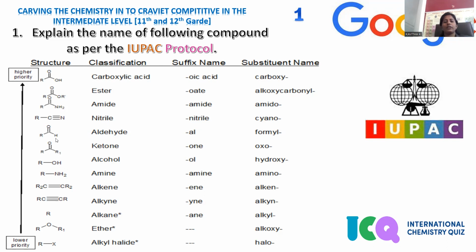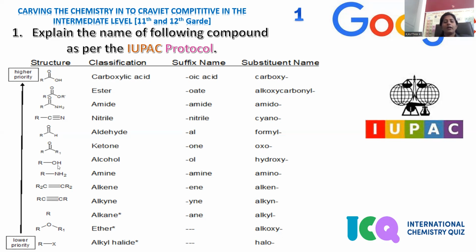RC double bond H is called aldehyde. Whenever aldehyde is there, the suffix will be al, which is called alkanal. If the same aldehyde is the substituent, you have to mention formyl, right? Whenever you have RC double bond O R, RCOR is called a ketone. Whenever ketone is there, we have to mention alkanone, such as propanone and butanone; ethanone may not be possible. One will be the suffix. If the C double bond O is the substituent, we have to mention oxo.